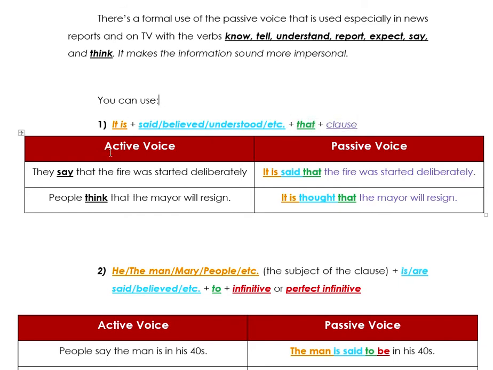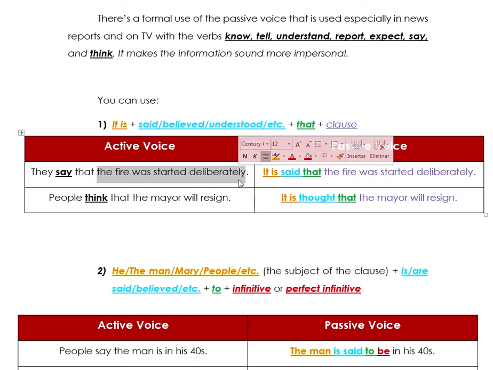Okay? For example, look at the active voice and then the passive voice. They say that the fire was started deliberately. Look at the passive voice. It is said, en este caso yo voy a utilizar said, porque acá en la original yo tengo say. Tengo que ponerlo en pasado. It is said that the fire was started deliberately. ¿Ok? Vieron que la clause queda exactamente igual.